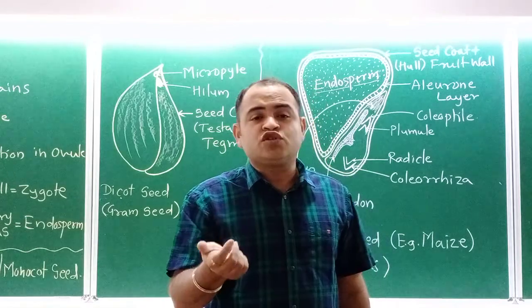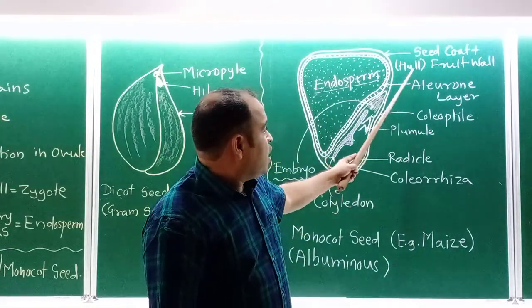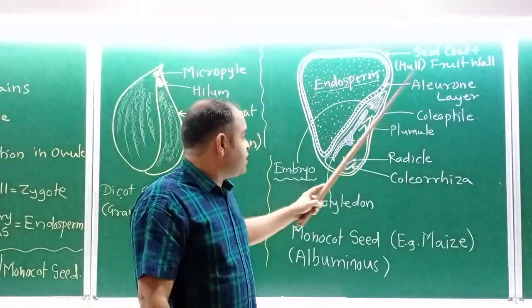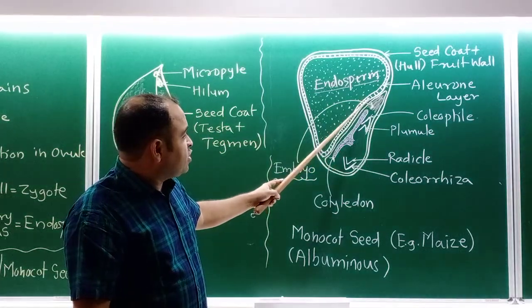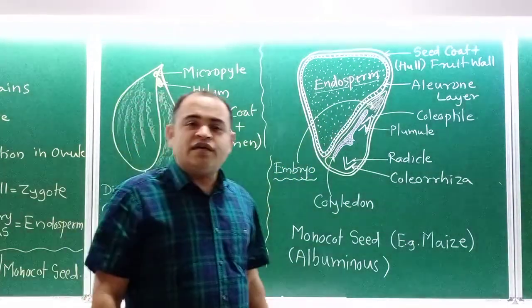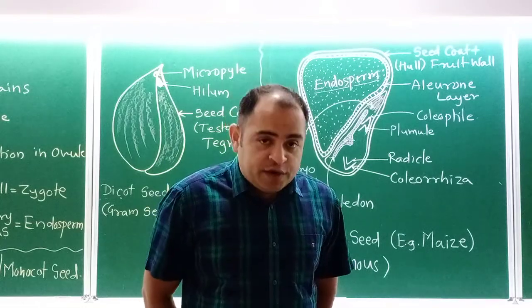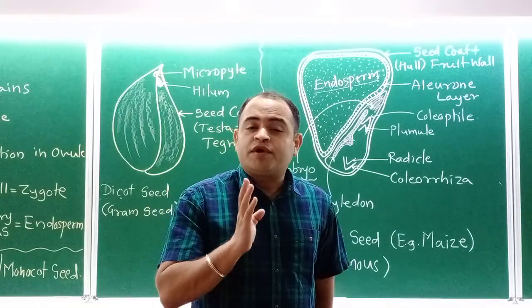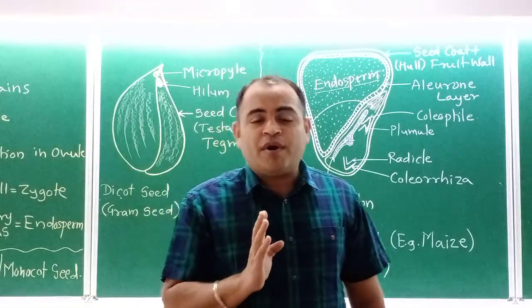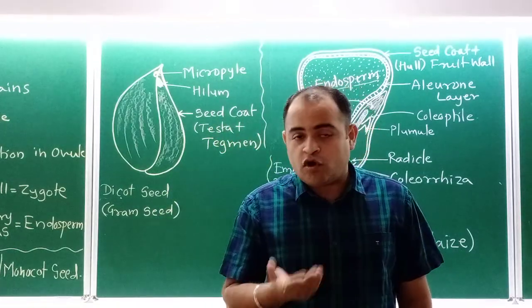But here in case of monocots, hull is present, outer coat, seed coat, and this particular aleurone layer is present just to protect and store the endosperm. So this particular idea about monocot seed you have got.